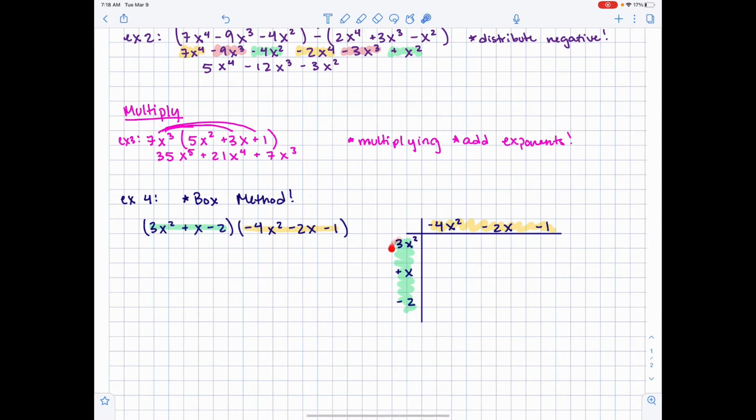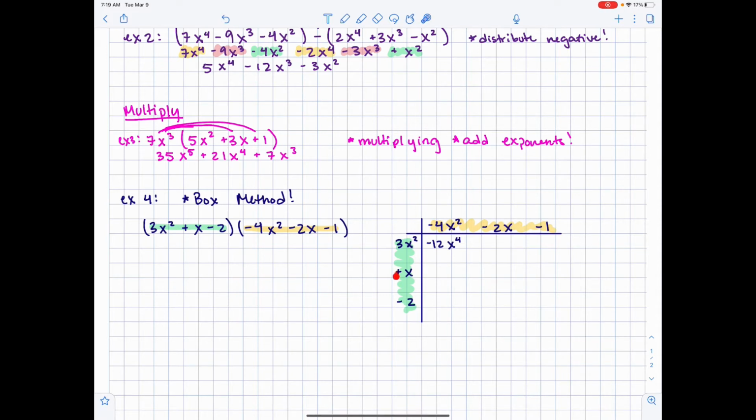We're going to take this 3x squared and this negative 4x squared, and we're going to multiply them together. So that's going to be a positive 3 times a negative 4, which is a negative 12. Negative 12x to the fourth. Okay, and then I like to work down. It's up to you which direction you want to go.